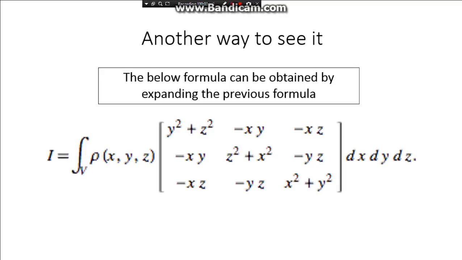Another way to see this formula is by expanding it, that is, using the density of the rigid body, we obtain the moment of inertia as equal to the integral of rho of xyz times the inertia matrix expanded, times dx dy dz.